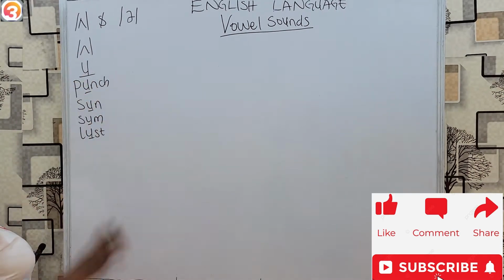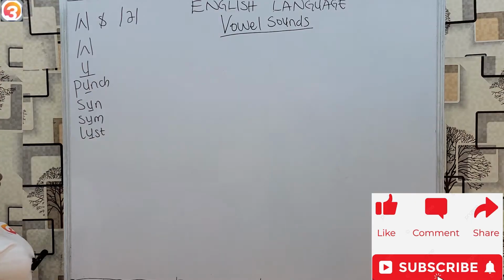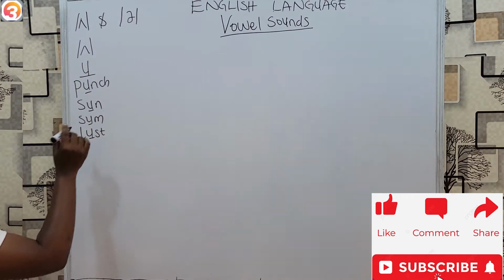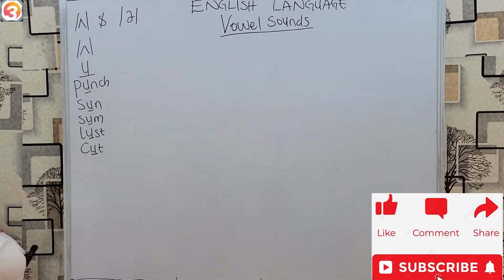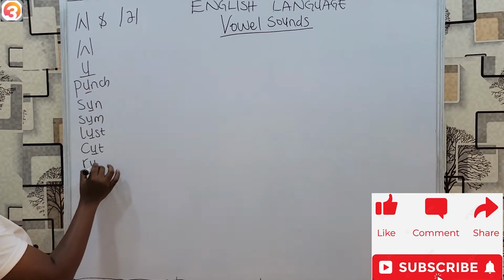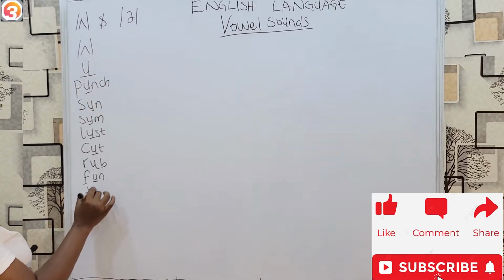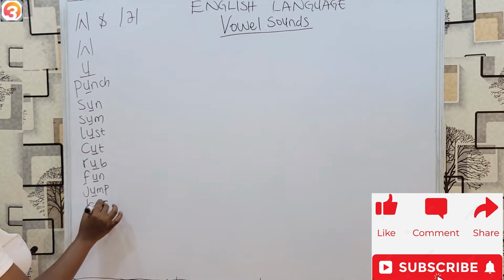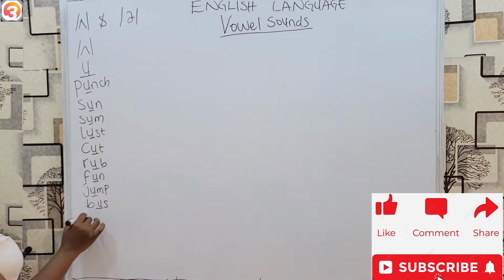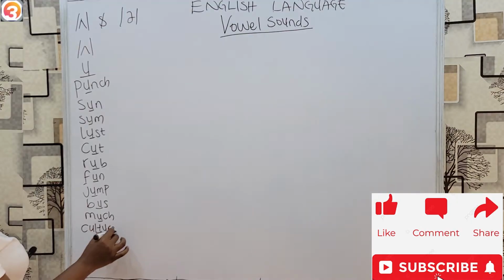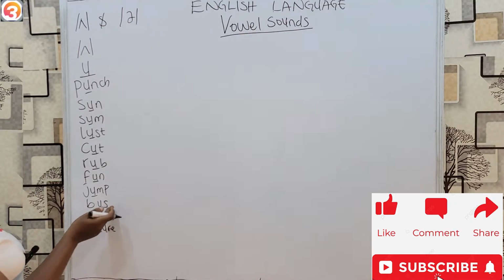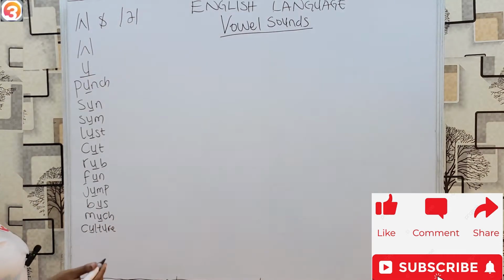Most words that contain letter U, we're pronouncing as O. They are not O actually. They are the short ah sound. Cat, rub, fan, jump, bus, match, culture. Words like that. Normally we pronounce it as culture, much, boss, jump. But actually, that's not the actual pronunciation in English.